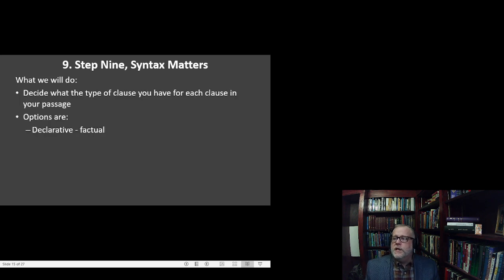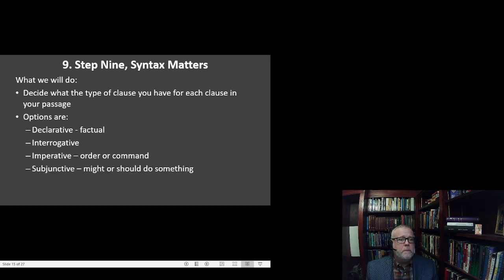All right. Decide what type of clause you have for each clause in your passage. In other words, you've already decided between independent clause and dependent clauses, but now I want you to go through and decide on its level. What kind of information does it provide? So here's some options. Declarative, it provides factual information. Interrogative, it's asking a question. Imperative, it's giving an order or command. Subjunctive, and you can pick this one off pretty easy by the subjunctive mood of the verb. But someone might or should do something.